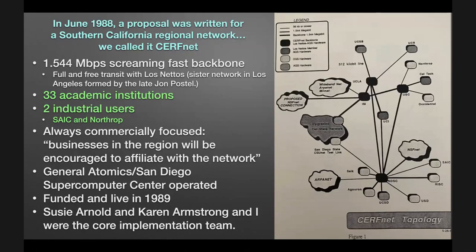We put together a proposal for a 1.5 megabit screaming fast backbone. A lot of times in 1988, some of the universities were like, gosh, what would we do with that much capacity? We proposed it for 33 academic institutions in Southern California, and we had two industrial users, SAIC and Northrop. We were always commercially focused because we came from the San Diego Supercomputer Center, which also allowed commercial use of the Supercomputer Center to augment the funding from the National Science Foundation.